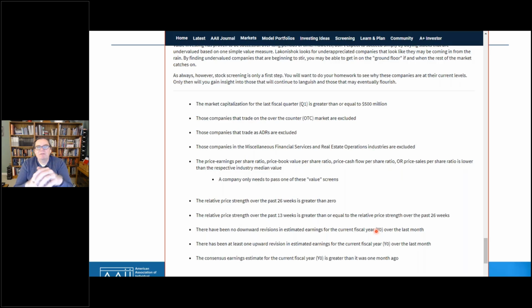So what's driving this particular screen is avoiding microcap stocks. It's avoiding foreign stocks listed in the US. It's looking for stocks that are cheaper than average, not the cheapest stocks, but then we want stocks that have shown some price momentum and have had some upward revisions to earnings. These are the factors that drive this particular screen.